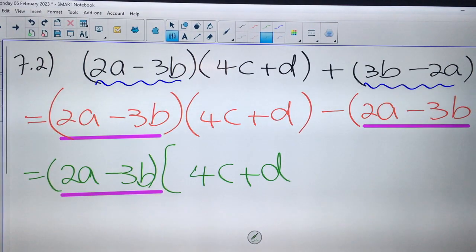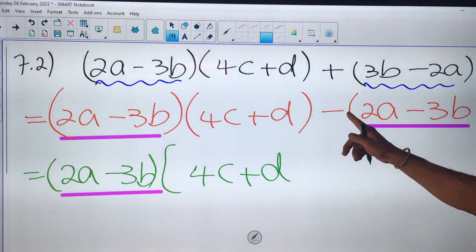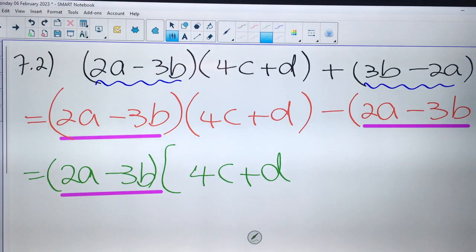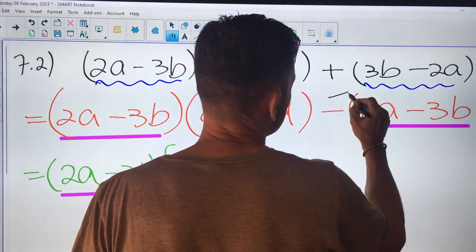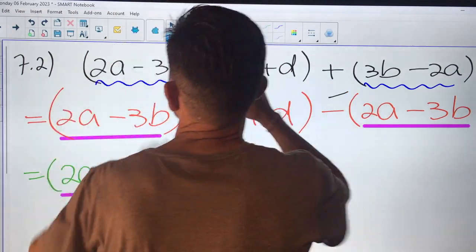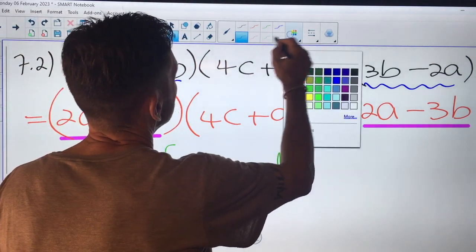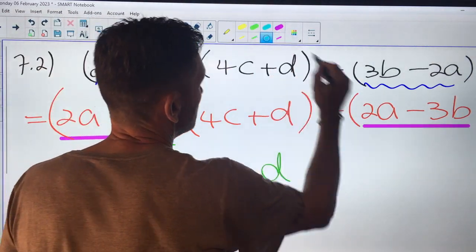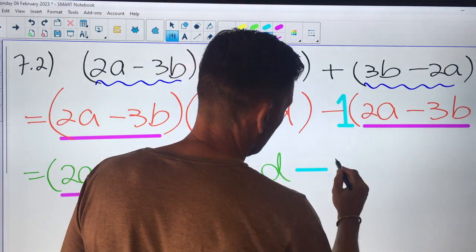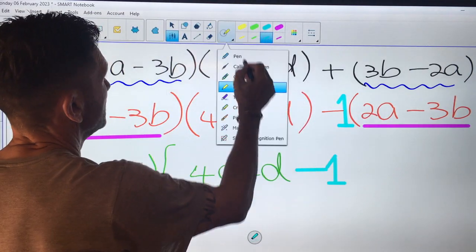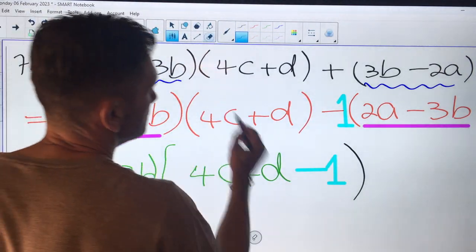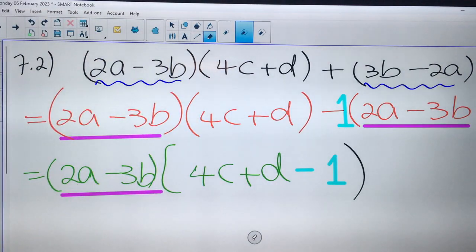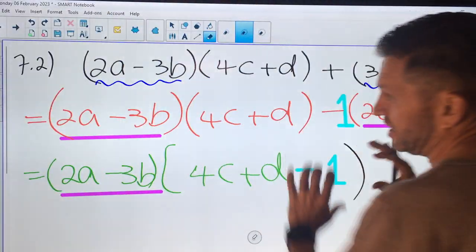What is in front of the last bracket here? What is in front here? A negative 1. So that is a negative 1. And I'm going to use this, let me rather do it in a highlighter so that you can see this properly. So this is a minus 1 and the minus 1 goes inside the bracket there. You see how important that is?